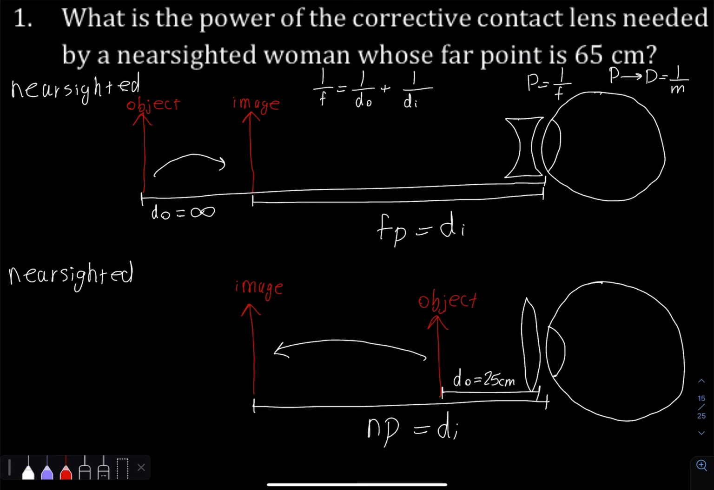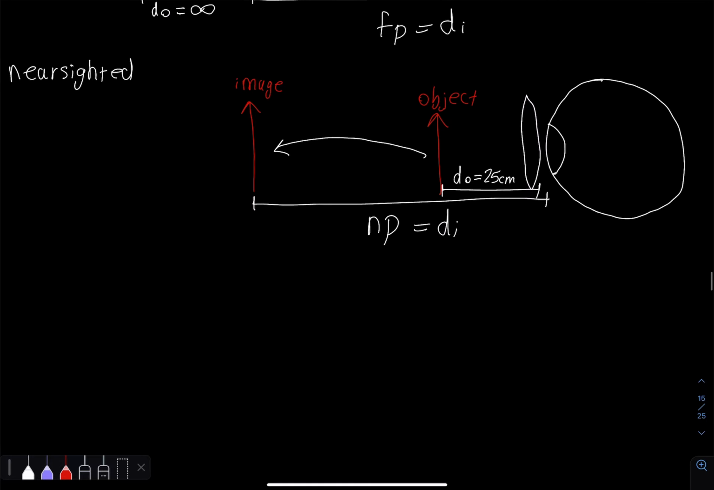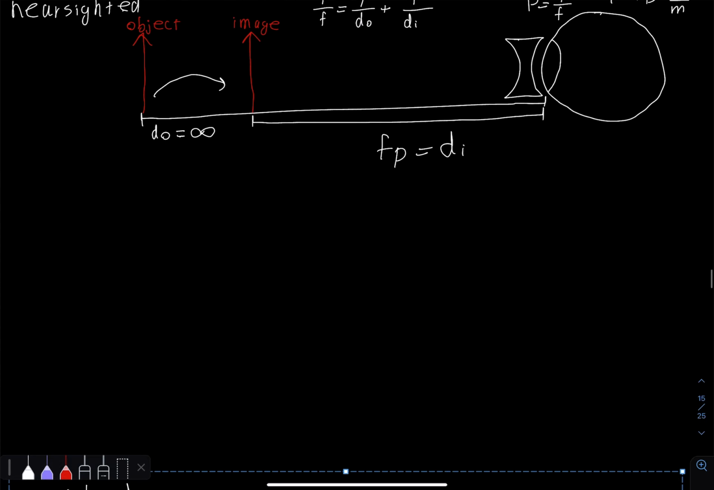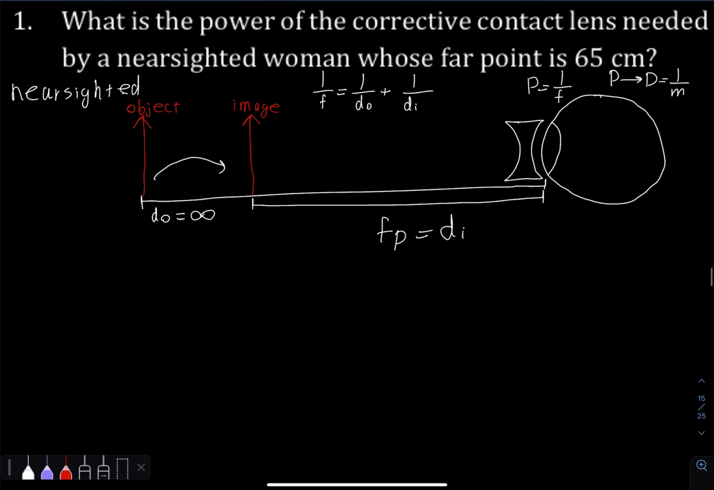So let's move this down so we can solve this problem with space. We're told that the person's far point is 65 centimeters, so that's going to be equal to the distance from the image as well. And they want power, and we know that the objects they're looking at are going to act as if they're infinitely far away. So we can set up this equation.